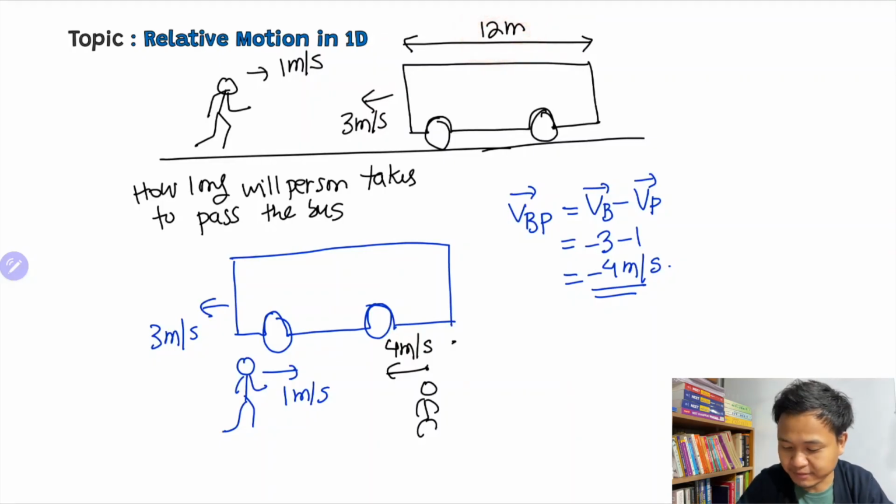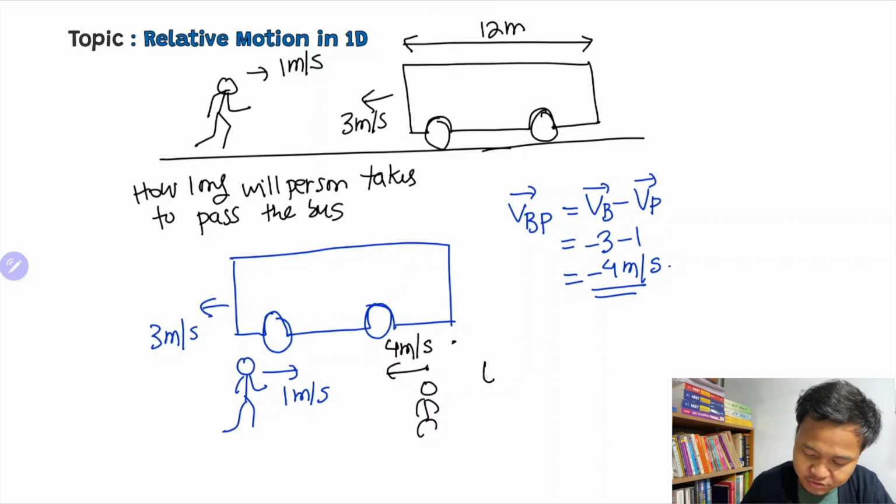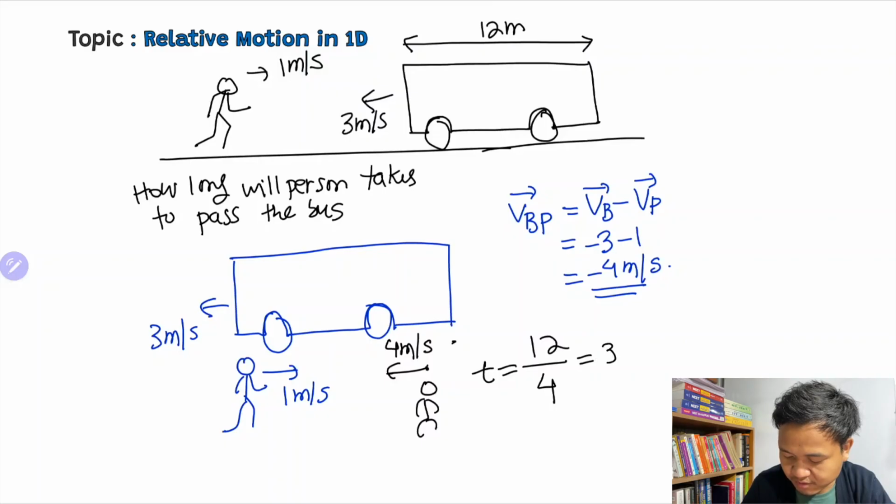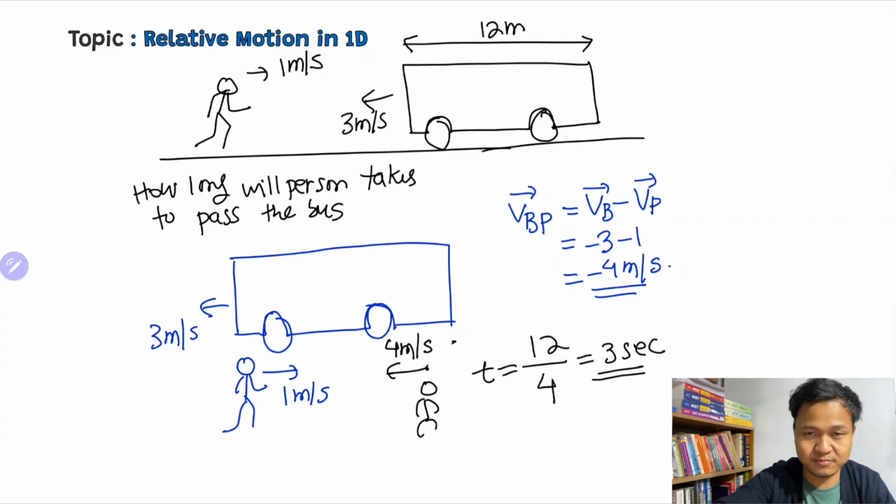So 12 meter. Here the bus is passing through the person with 4 meter per second and the length of the bus is 12 meter. So how much is the time? Time will be 12 divided by speed 4, which is 3 seconds. So the person will take 3 seconds to pass the bus, or the bus will take 3 seconds to pass the person.